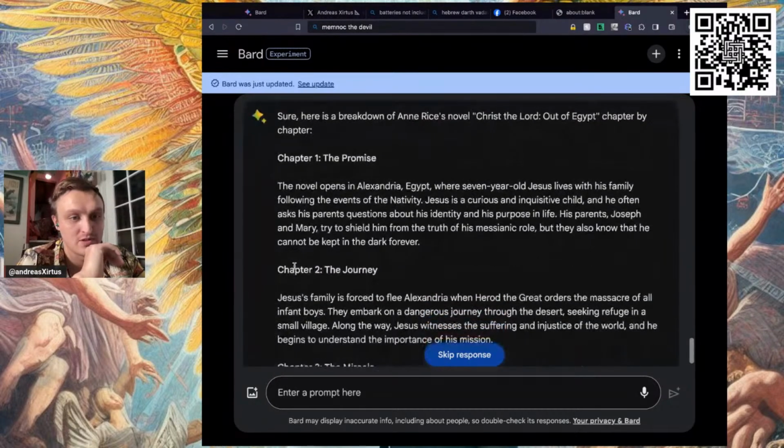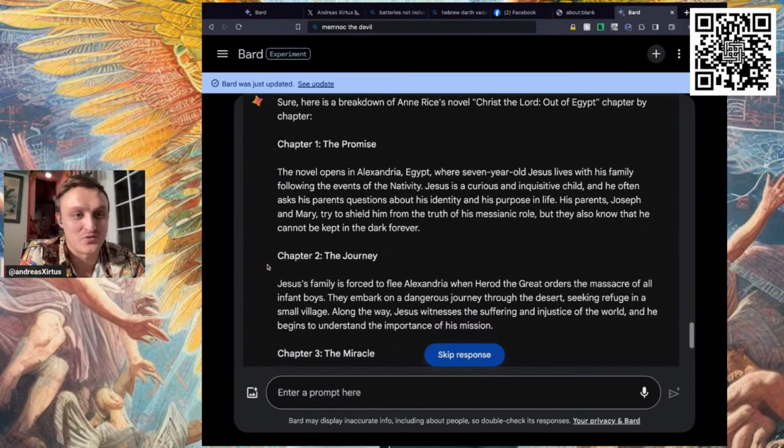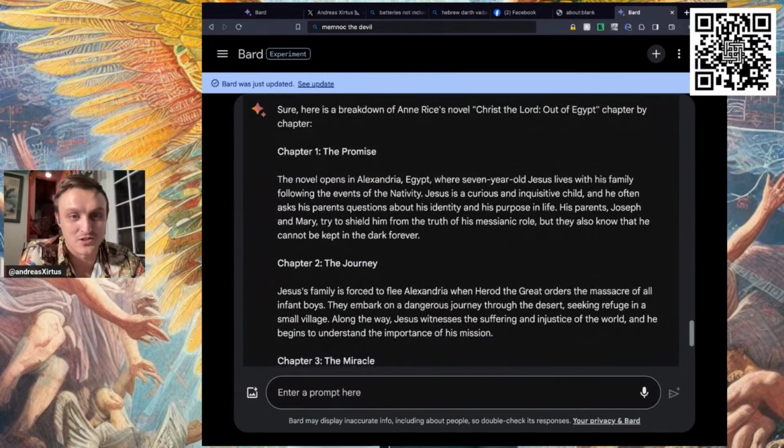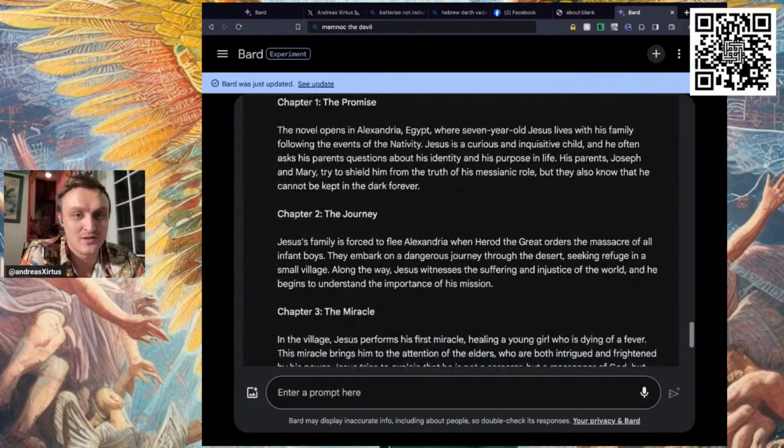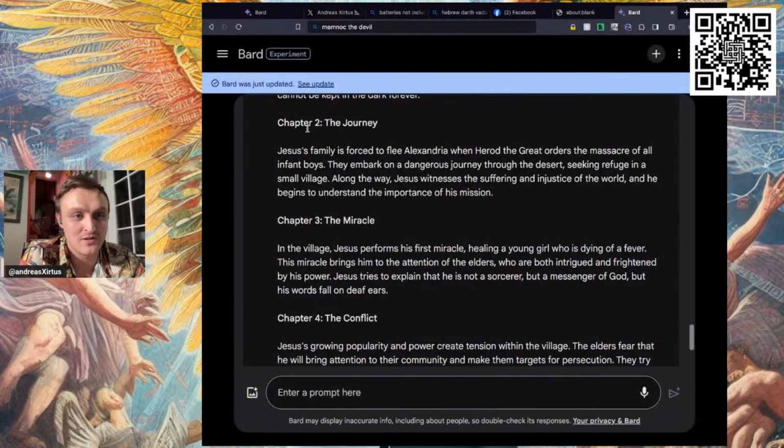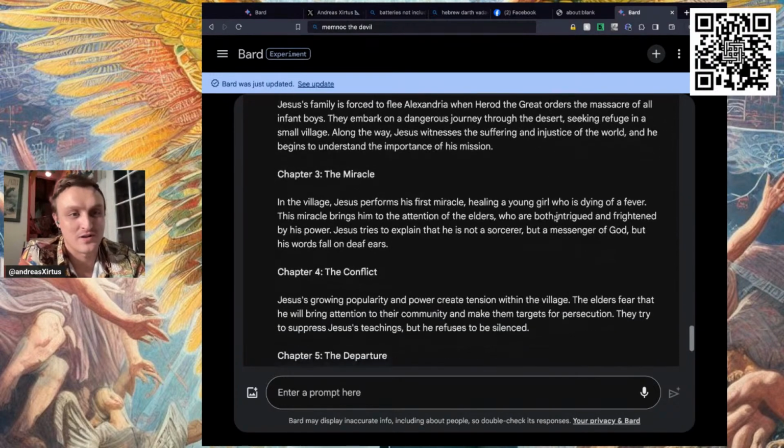All right. Prologue. Alexandria, Egypt, where seven-year-old Jesus lives with his family following the events of the Nativity. Jesus is a curious and inquisitive child. Chapter 2, the journey. His family is forced to flee Alexandria when Herod the Great orders the massacre of all the infant boys. They embark on a dangerous journey through the desert, seeking refuge in a small village. Along the way, Jesus witnesses the suffering and injustice of the world. Very Siddhartha. You can't help it.